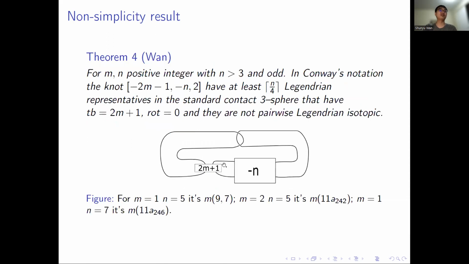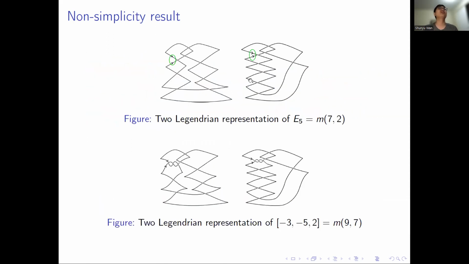Okay. And here are two examples for n equal to 5. When n equals 5, the pictures show these two Legendrian knots have different LOSS invariants. So those two are not Legendrian isotopic. And I will show similarly that these two Legendrian knots also have different LOSS invariants. So they are Legendrian non-isotopic.